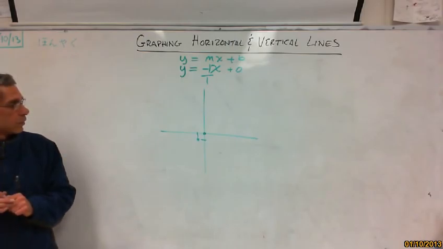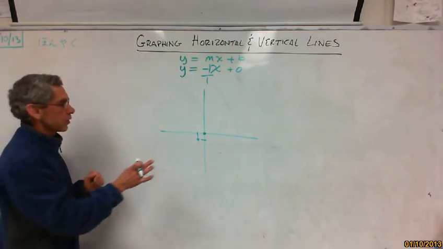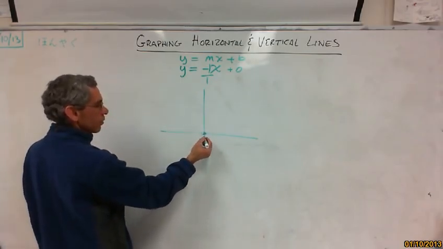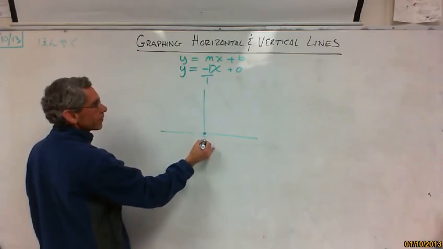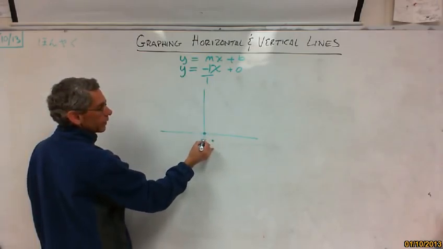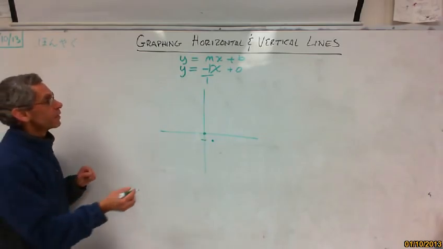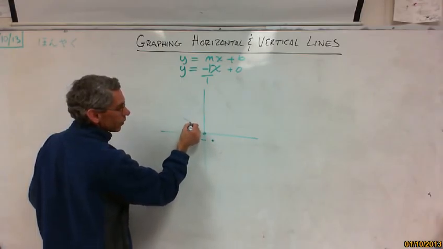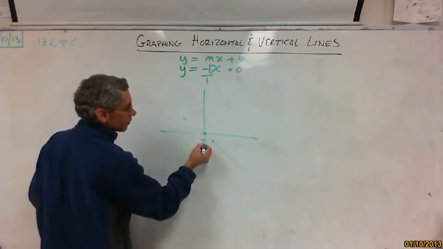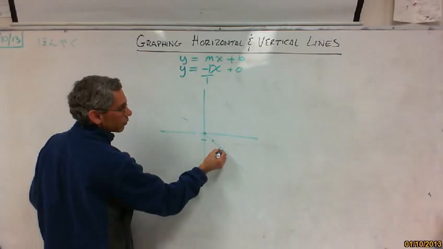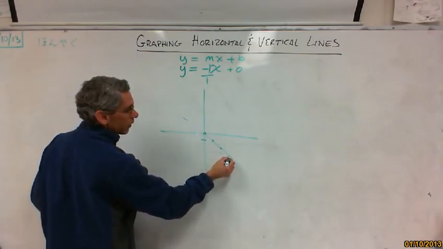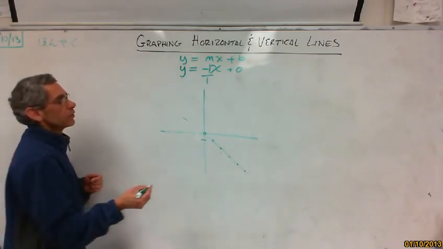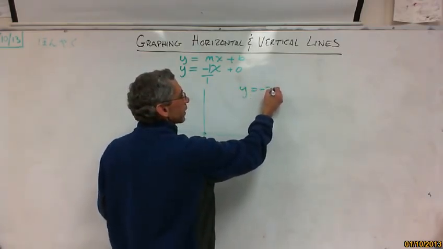Negative down and then right. What did I just do? Oh, sorry. You're right. I did it wrong. Thank you for catching that. So you fall 1, and then you run always to the right. So it's going to look like that. And then from here, fall 1, run to the right. Fall 1, run to the right. So that's how you graph that. So that is y is equal to negative x.